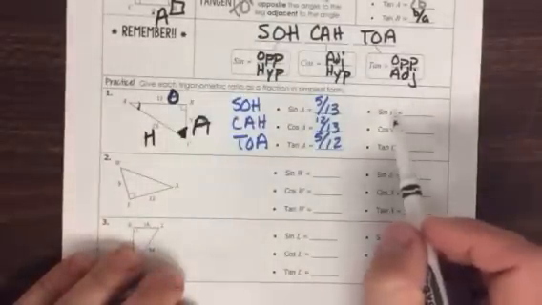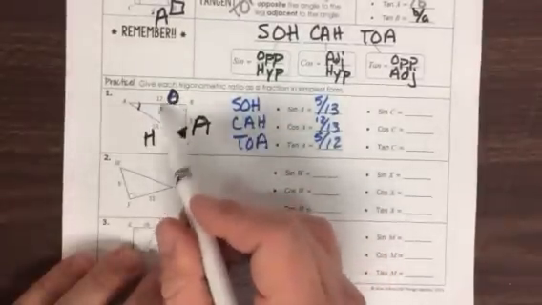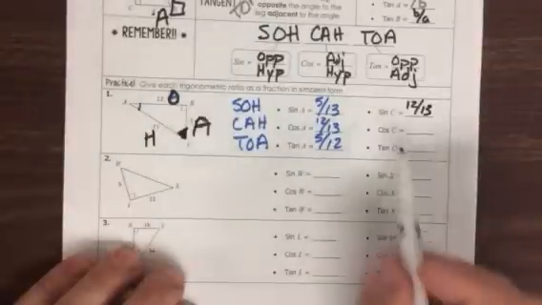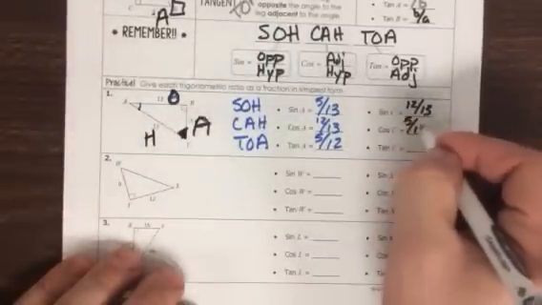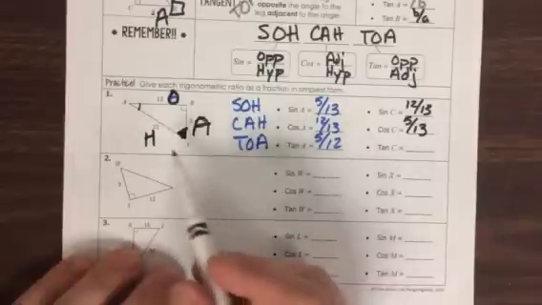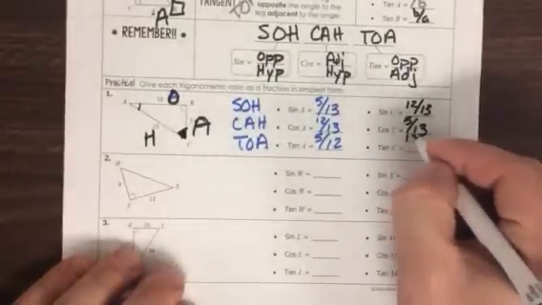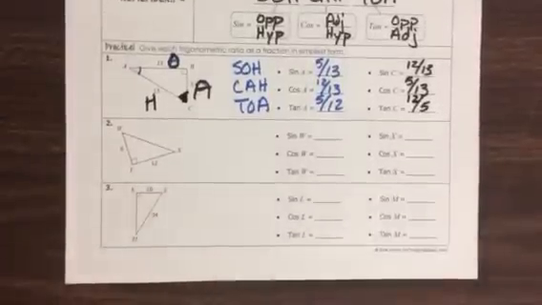So, sine of C, opposite over hypotenuse. Sine is opposite over hypotenuse, so 12 over 13. Cosine of C, adjacent over hypotenuse, or 5 over 13. And the tangent is the opposite over adjacent, or 12 over 5. Take just a minute, see if you can knock out these next two problems without me.